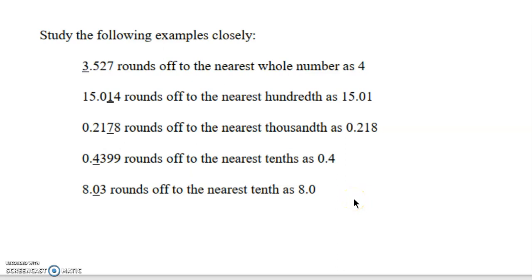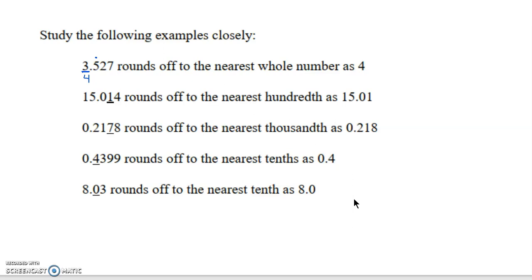So if we look at these extra examples, we can see how the answers were obtained. We have 3.527. We're rounding to the whole number. That 5 is going to push the 3 up to a 4. And we don't need to write 4.0 or anything like that because, again, that's not adding to the value of the number. So we can just leave it as a 4.